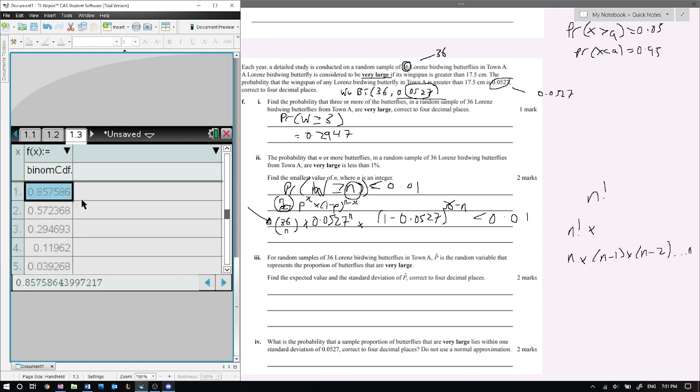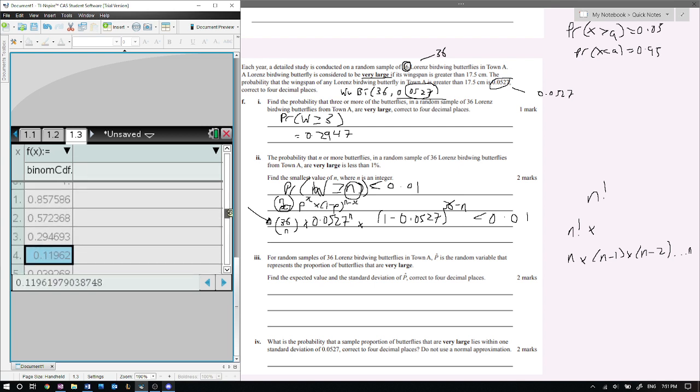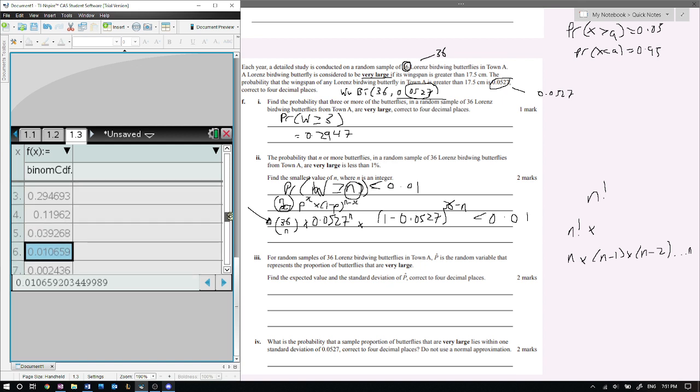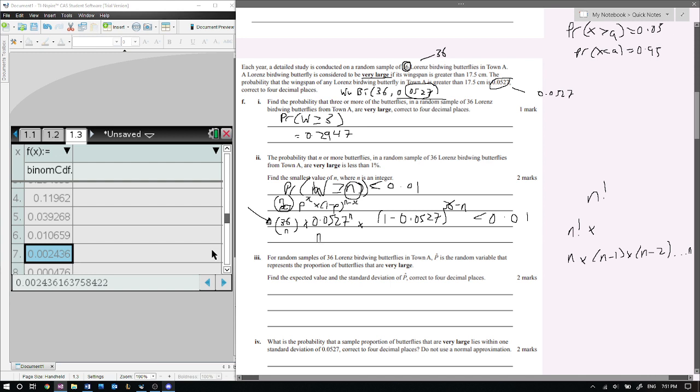So we're looking for the greatest number n where the probability is smaller than 0.01. I can scroll through here. Here we have probability 0.0857. And as soon as I reach a probability of less than 0.01, which is here, I would get my answer. So at x or n equal to 7, my probability is less than 0.01. So my answer is n is equal to 7.